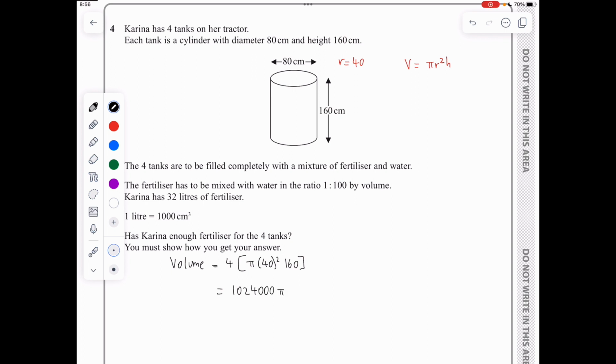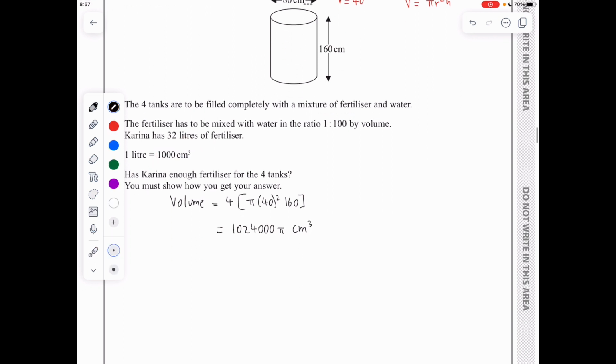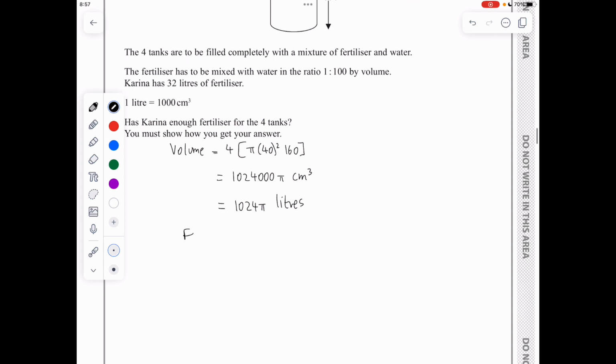1,024,000 pi cubic centimeters. I will be converting this into liters by dividing by 1,000. So if I divide by 1,000, I get that the total volume of the 4 tanks is 1,024 pi liters. And then I will proceed in finding the fertilizer needed. So for the fertilizer needed, we will take into account the fact that the ratio of fertilizer to water is 1:100. So if I add 1 and 100, I get 101.